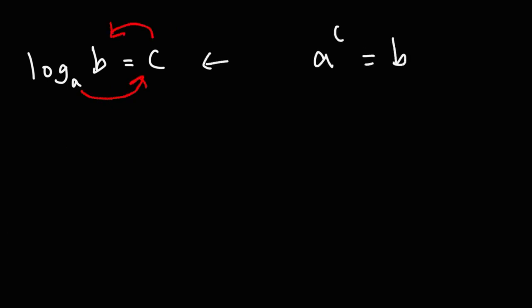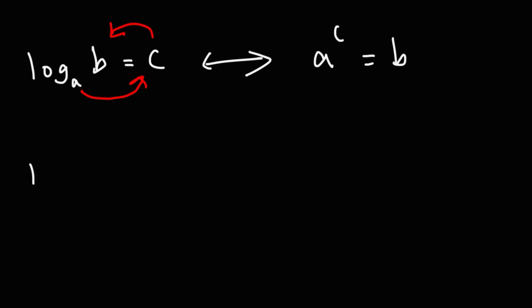Now let's say you have this equation, log base A of B is equal to C. Here's the formula you need to convert it from logarithmic form to exponential form. A raised to the C is equal to B. So using that, you can interconvert between the exponential and logarithmic forms of these two equations.